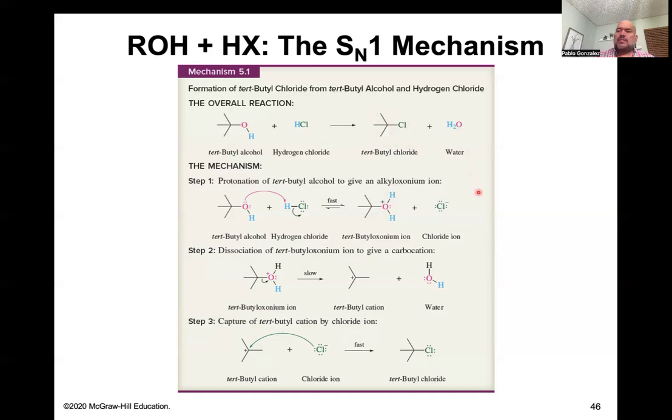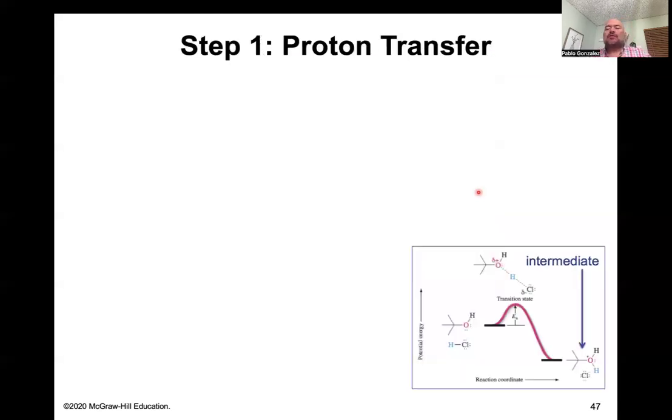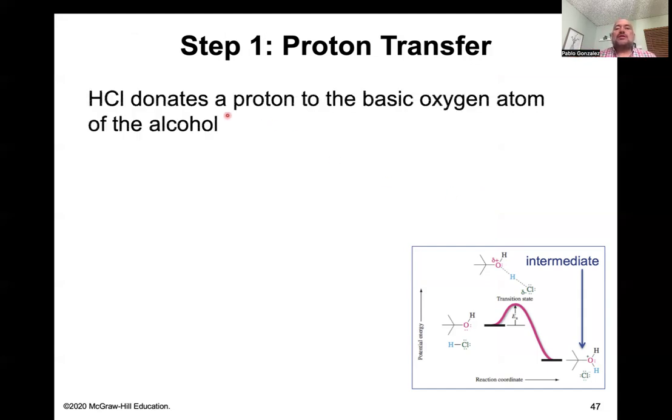Okay, so now let's go step by step and in more detail in each of those steps. The first one is a proton transfer. As I mentioned before, it's the acid-base reaction where you're going to basically create the electrophile in that sense. So HCl is going to donate a proton to the basic oxygen atom of the alcohol. The alcohol is going to behave as a base and the HCl obviously as an acid.